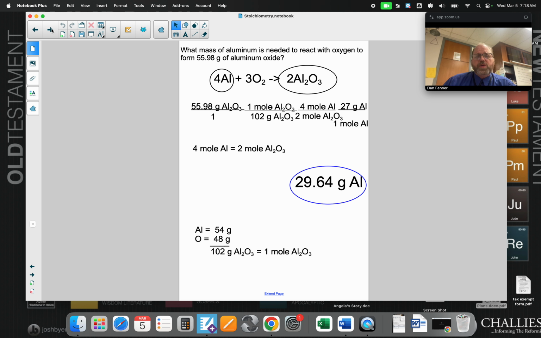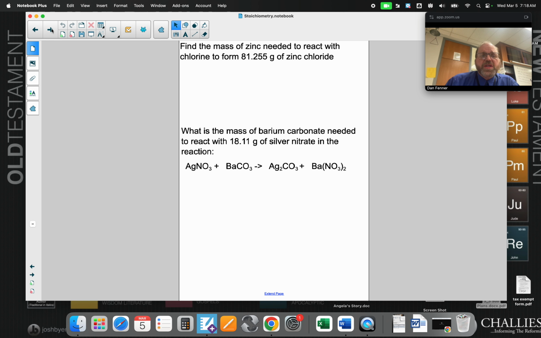Let's try a couple for you to do on your own. So here are 2. Do these on your own. First one, we're going to keep it simple still. Synthesis: find the mass of zinc needed to react with chlorine, remember chlorine is diatomic, to form 81.225 grams of zinc chloride. And the second one: what is the mass of barium carbonate needed to react with 18.11 grams of silver nitrate in the reaction? I gave it to you there. So stop the video, work on this, see what we come up with, and once you're done, start it back up again and we'll look at it, okay?